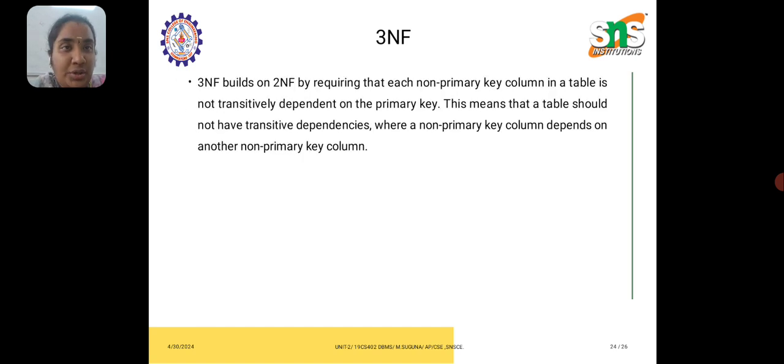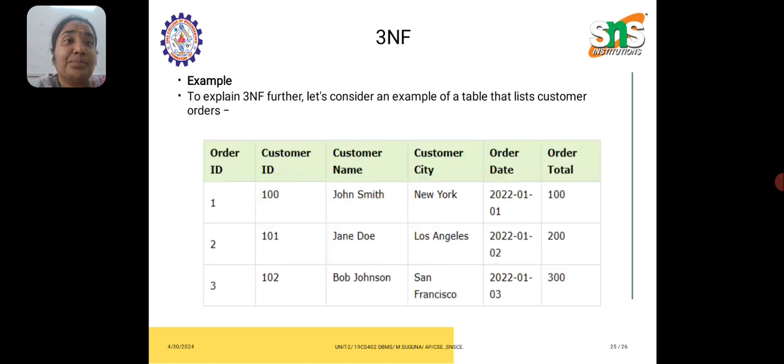This third normalization form depends upon the second normalization form, and requires that non-primary key columns are not transitively dependent on the primary key. This means the table should not have a transitive dependency, where non-primary key columns depend on other non-primary key columns, because these have many more dependencies within second normalization form. Because second normalization form is dependent upon first normalization form, third normalization form depends upon second normalization form with the help of non-primary keys.